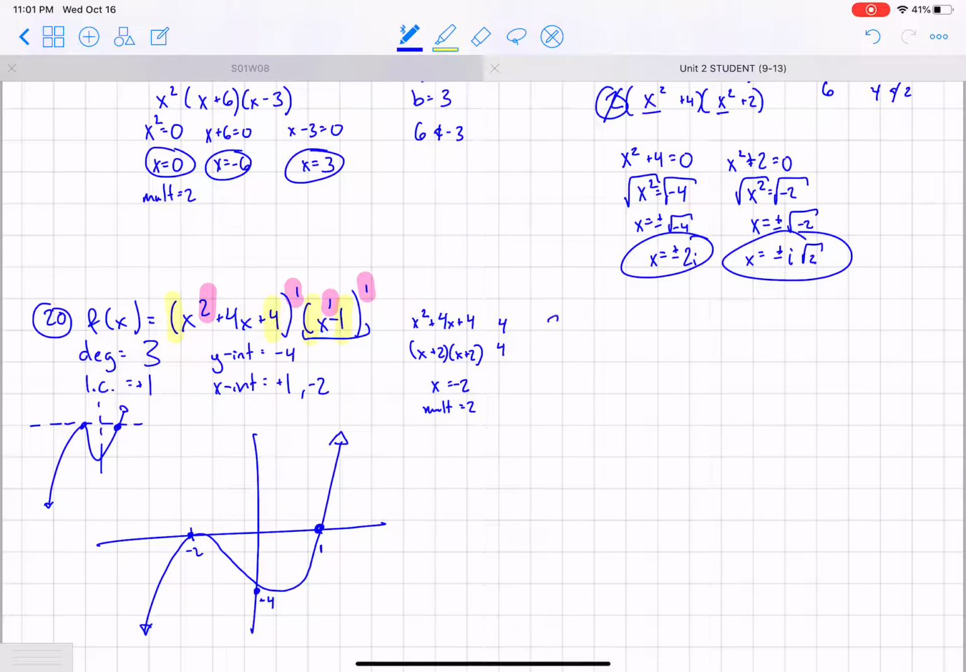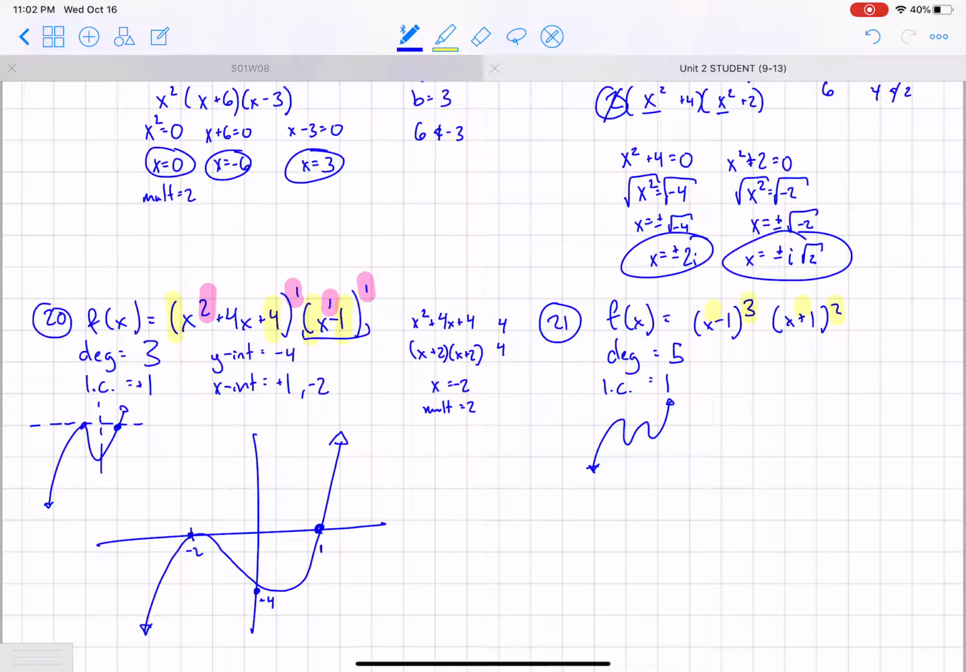If we move on to 21, we have this not finished factored form, or do we? We have f of x equals (x minus 1) to the third, (x plus 1) to the second. So we have it factored already, so we don't have to do anything like that. So we can look at the degree. We look at our exponents. I don't see anything inside, so our degree is 5. Our leading coefficient is positive 1. So again, we have an odd function that can look like this.